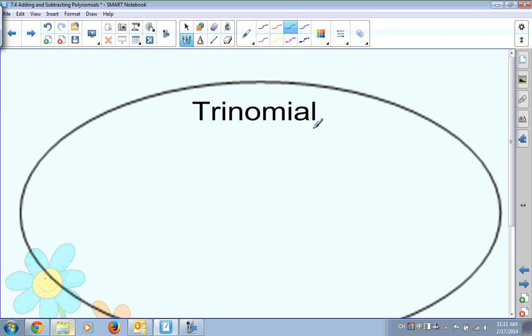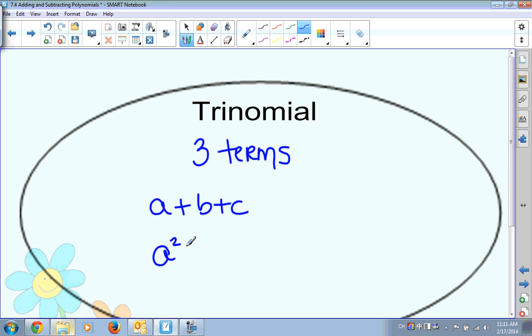And last but not least, trinomial. What do you think that means? Three terms. So a plus b plus c. Anybody else want to give me one? A squared. I'll just combine some of what you just said. A squared plus x plus c squared.